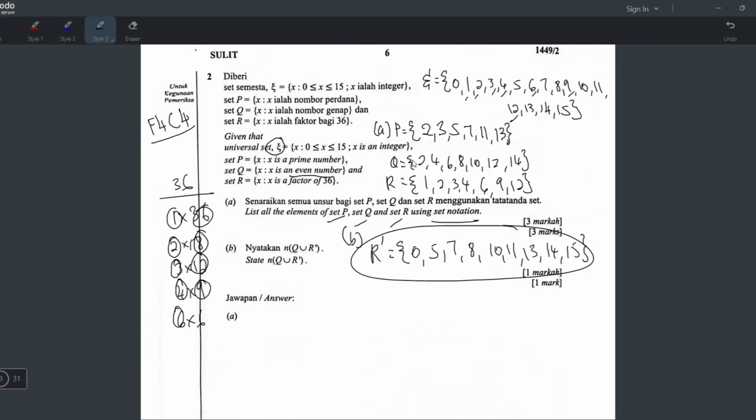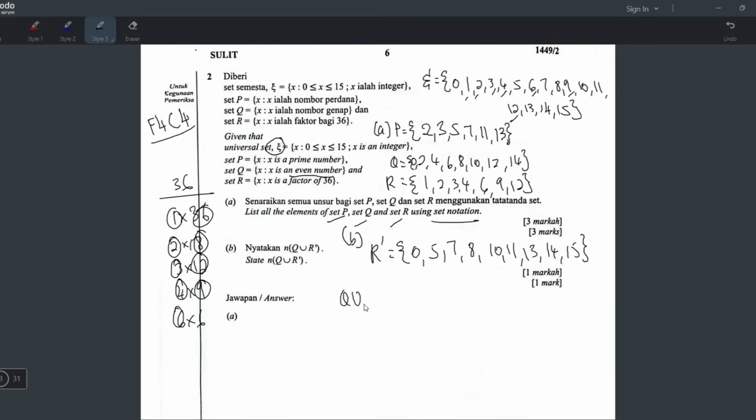All right, guys, I just noticed I made a careless mistake. Set Q says x is an even number, right? So even number in the universal set, actually I left out one even number, which is 0. I just noticed it right now. So there should be 0 here. I forgot to double check with the universal set. So 0 is also even. All right, so with that being said, now you can continue from here.